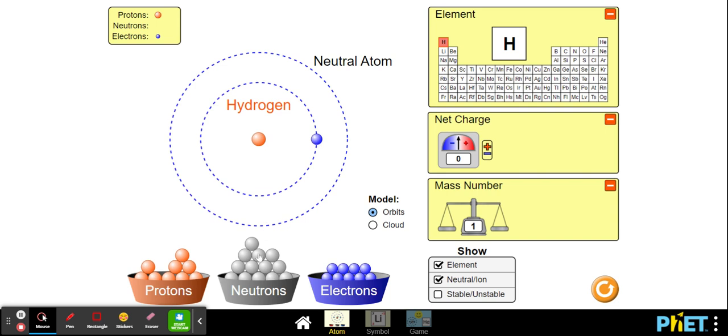Now, there are other types of hydrogen that exist. Some hydrogen atoms actually have a neutron as well. This would have a mass number of 2, and some hydrogen atoms have 2 neutrons, but the vast majority only have a proton and 0 neutrons. They would have a mass number of 1. But these other hydrogens do exist, but they're quite rare.